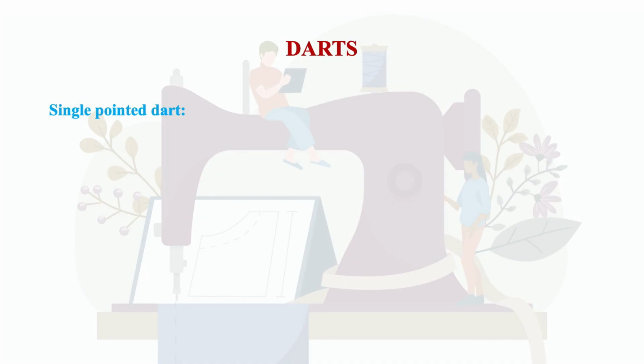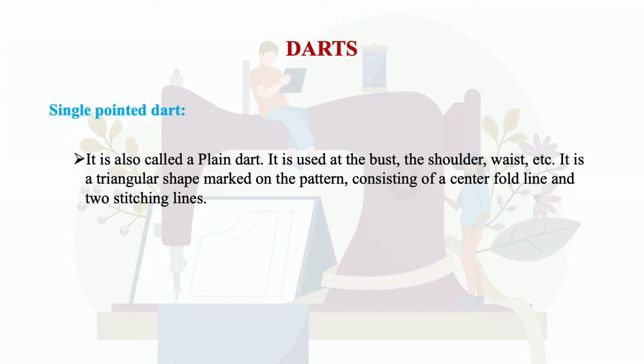There are two types of dart we generally use in garment construction. First is the single pointed dart, and second is the double pointed dart. The single pointed dart is used in almost every type of garment. It can be the waist dart, the side seam dart, the bust dart, or the neck dart. We also call this single pointed dart a plain dart. It is used at the bust, shoulder, waist, etc.